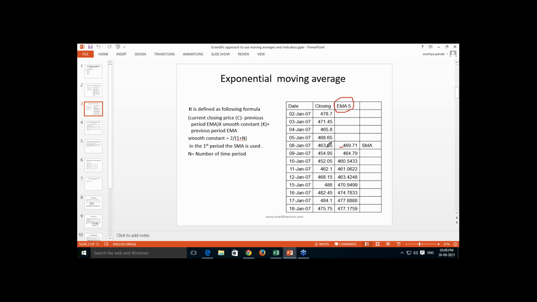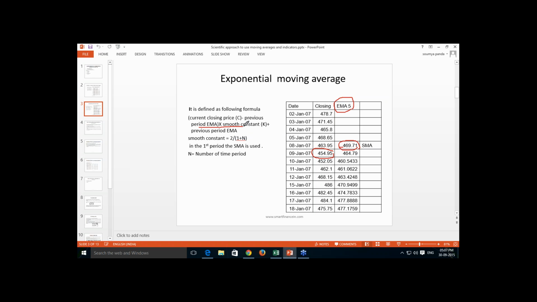Current closing price, whatever the current closing price is here, this one 454.95, minus the previous period exponential moving average. So this is the previous period exponential moving average. In the first case it will be a simple moving average, multiplied with the smooth constant. The smooth constant is nothing but 2 divided by 1 plus n, where n stands for the number of days. So for 5 period it is 2 divided by 1 plus 5, so 2 divided by 6. This has to be multiplied here.